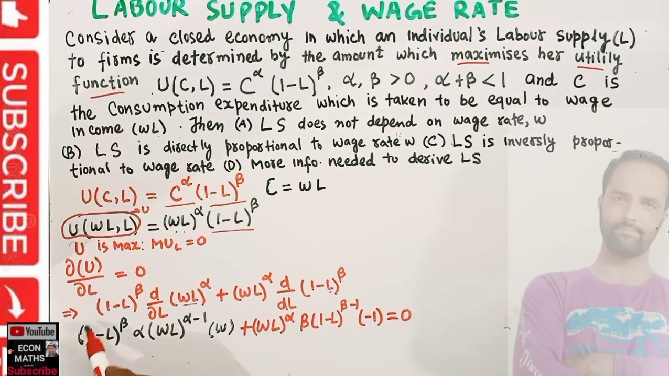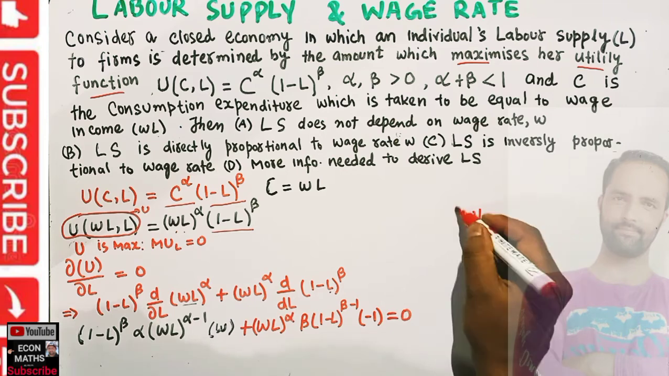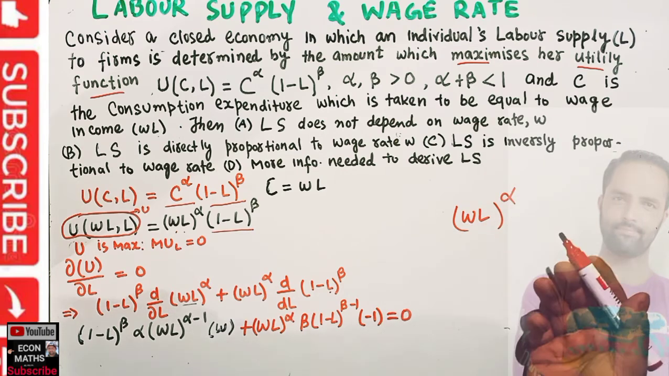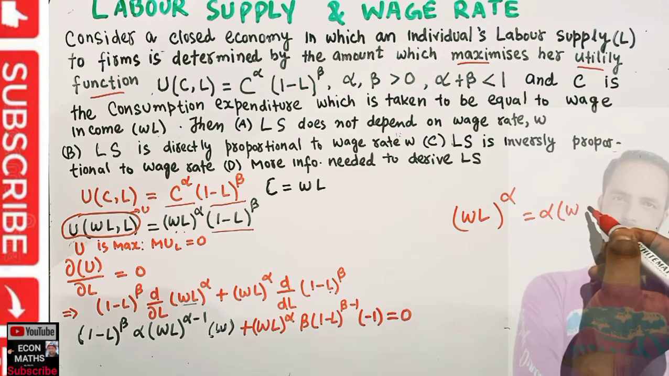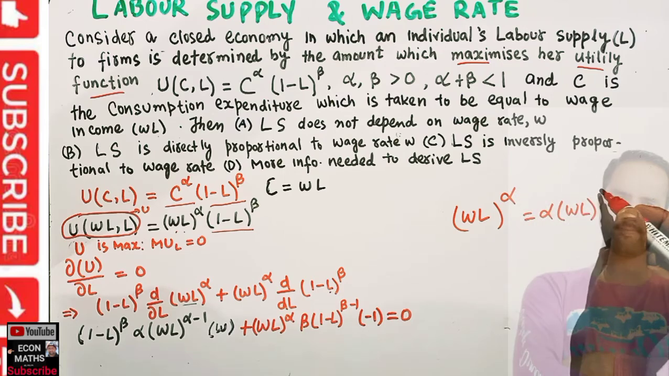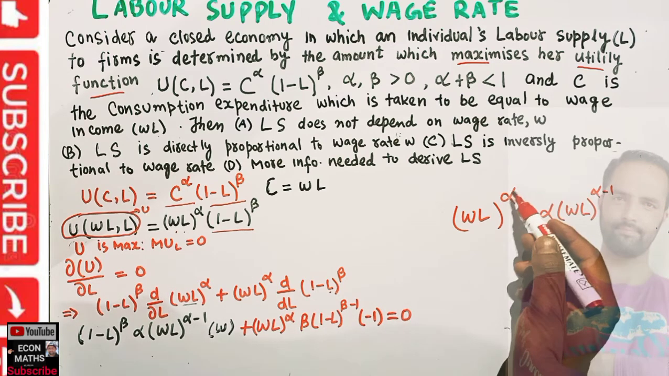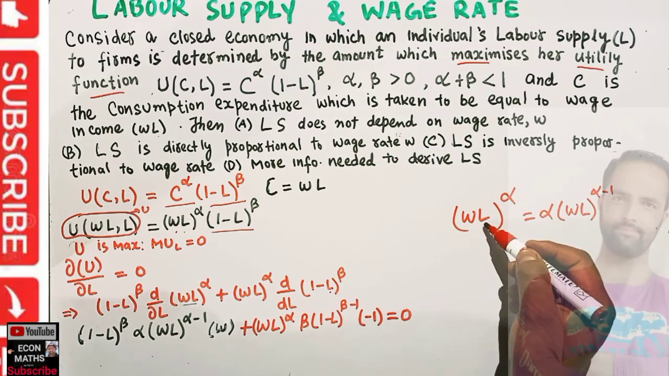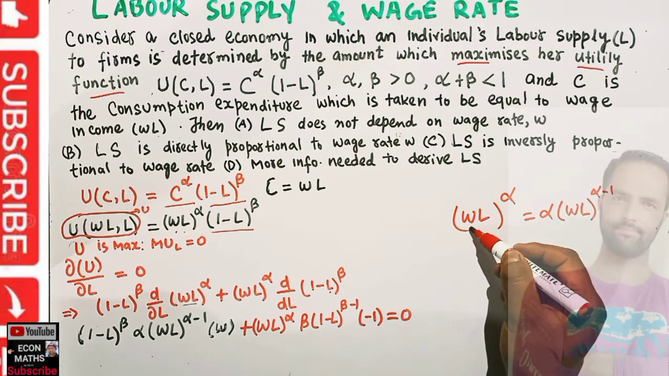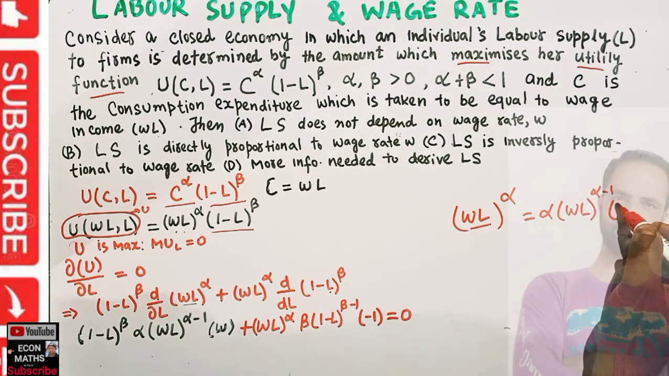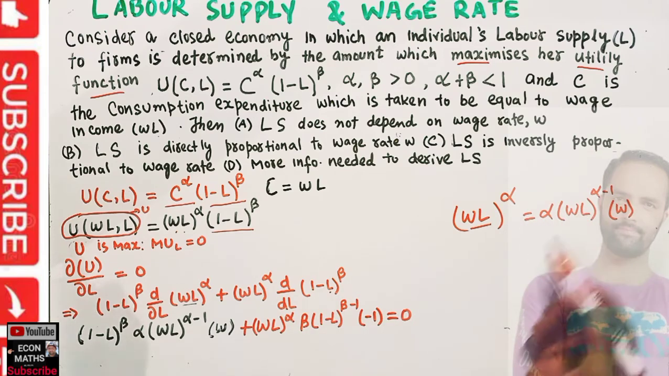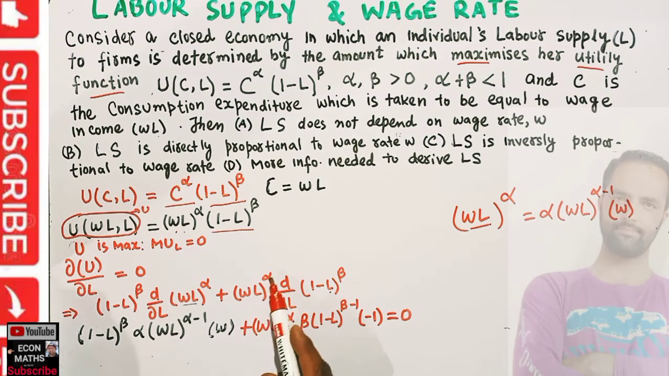What I have done here, I have written (1 minus L) to the power beta as it is, and I have taken the derivative of (WL) to the power alpha. If we have (WL) to the power alpha and want to take its derivative with respect to L, first alpha becomes the coefficient and the exponent alpha is reduced by 1. So first we use the power function rule and then we internally differentiate. We have L here, the derivative of L is 1, and I am left with W. That is how I got this.